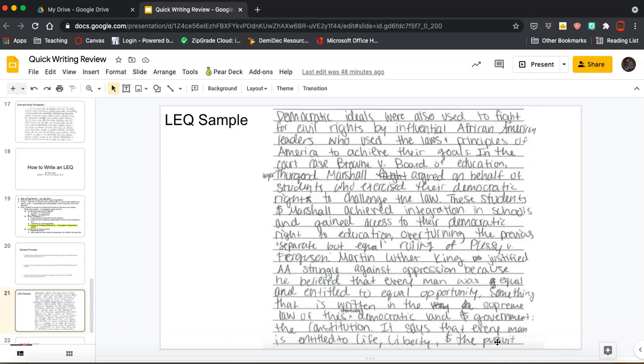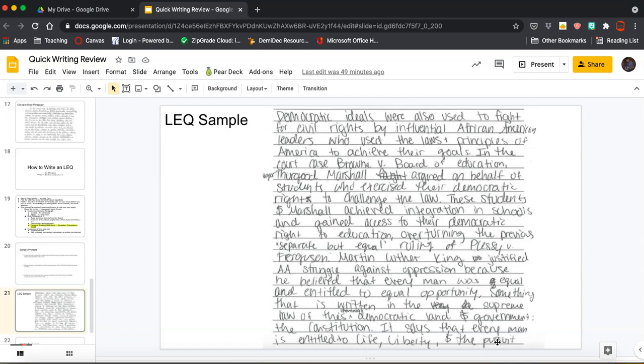These students and Marshall achieved integration in the schools and gained access to their democratic right to education, overturning Plessy versus Ferguson. Martin Luther King, check, another fact, justified the African American struggle against oppression because he believed that every man was equal and entitled to equal opportunity. Something that is written in the supreme law of the land, the Constitution, and the Declaration of Independence, life, liberty, and the pursuit of property. All right, so boom, they've used facts, they've supported their argument, they have explained how his democratic ideals caused the civil rights movement and shaped it. So this is a well-written essay that would get you all the points, okay?